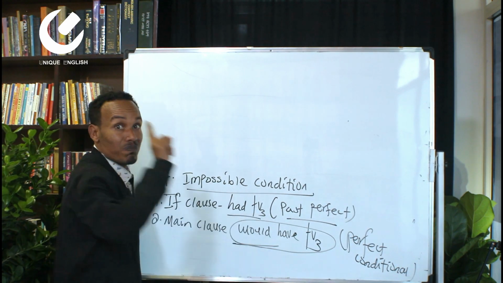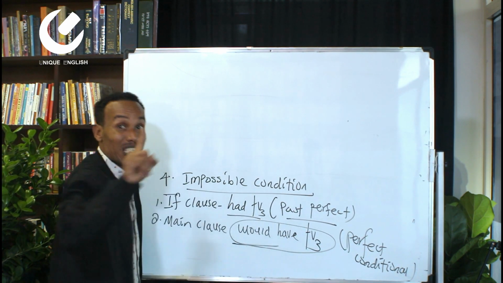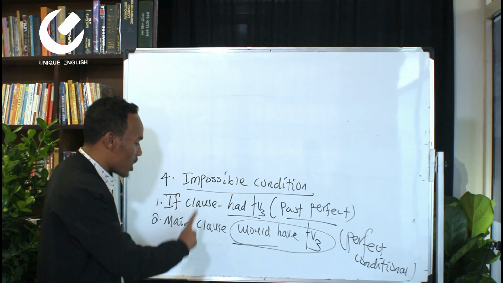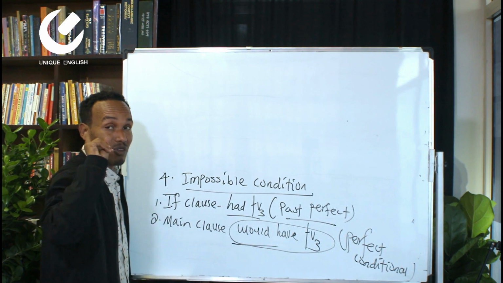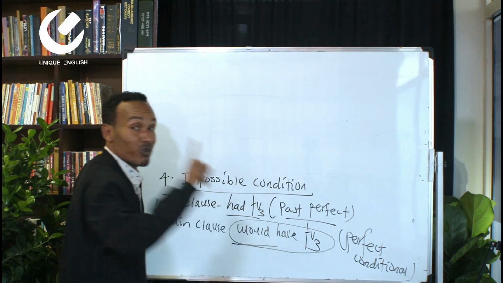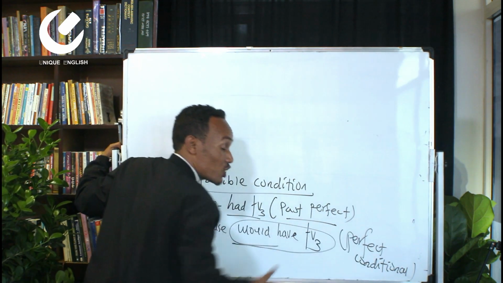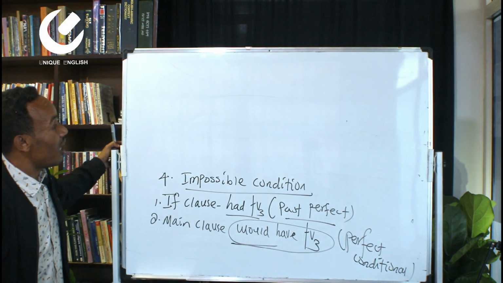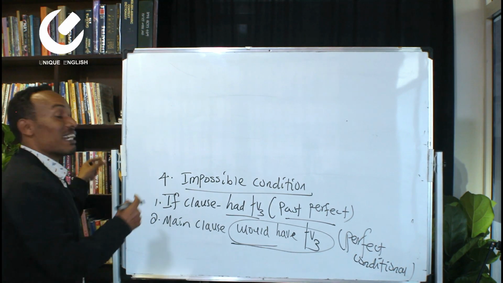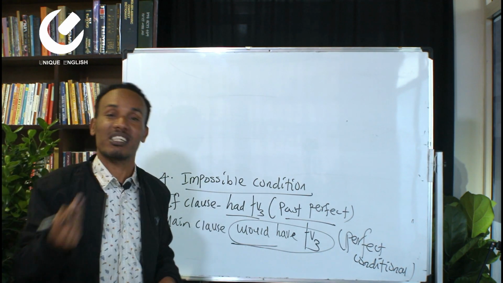had with verb 3 form of the main verb, that's said to be the past perfect tense. And in the main clause we use would have, could have or should have with verb 3 form of the main verb, that's said to be technically speaking perfect conditionals. All right, very good. But I am very much interested in the sense of what it gives.